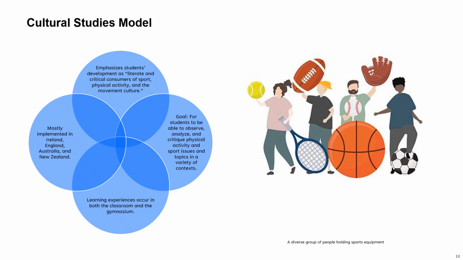Some examples of activities would be analyzing advertisements or broadcasts of sporting events and discussing the representation of athletes in media, debating topics like pay equity in professional sports, and studying cultural practices and global physical activities or games. In some ways, it's more of a sport management model.